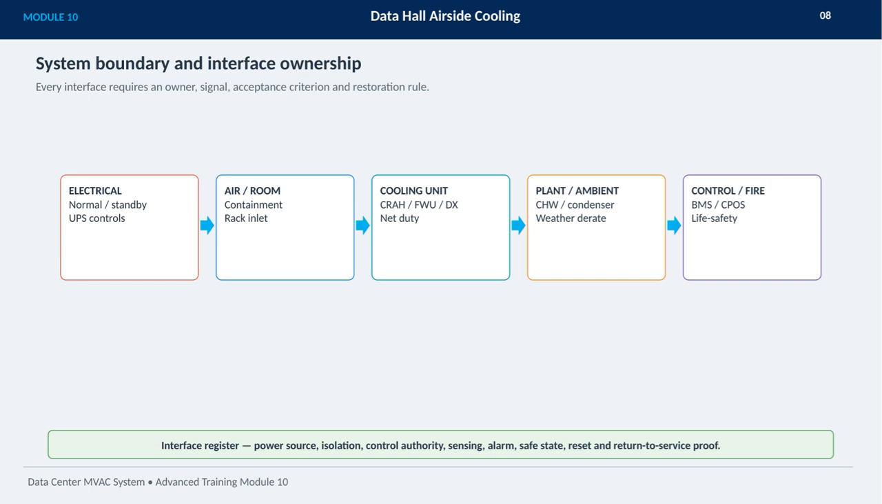Cooling units like CRAH, FWU, and DX have their own net duty responsibilities. Plant and ambient factors cover chilled water, condenser operations, and weather derates. Finally, control and fire systems include building management systems and life safety protocols. This interface register ensures accountability for power sources, isolation, control authority, sensing, alarms, safe states, resets, and proofs for returning to service. Understanding and managing these interfaces is key to reliable and efficient cooling operation in the data hall.